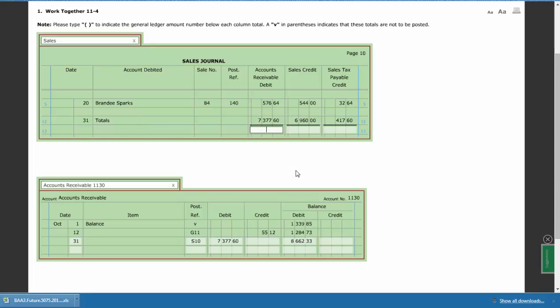And then do the math, because you have a debit balance here in accounts receivable, and you add 7,377.60 to it. Now, Jordan, what's happening? You don't even have it open.